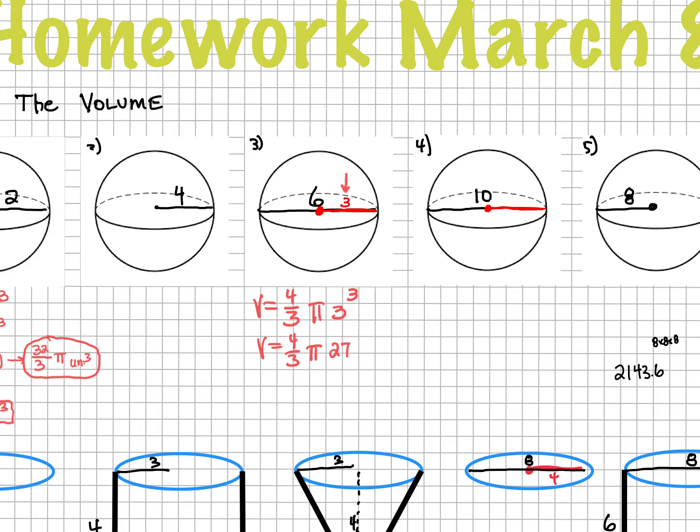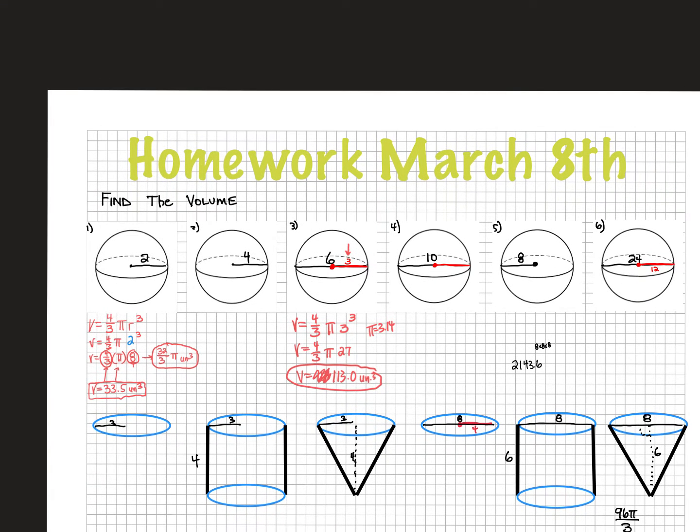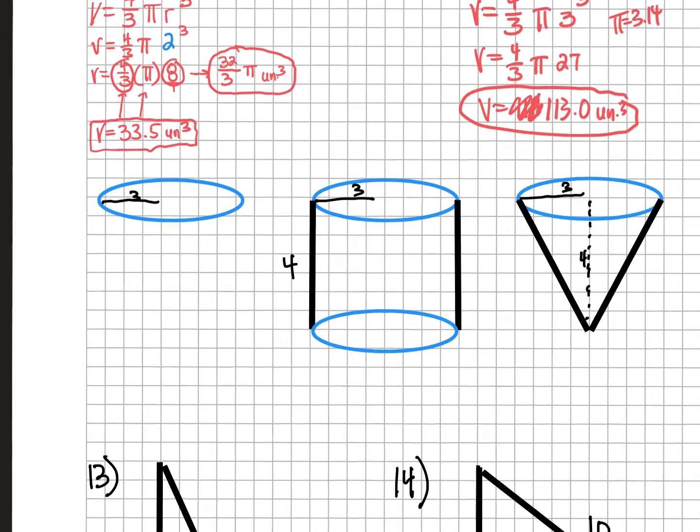So I'm going to do 4 divided by 3, times 3.14, because pi is 3.14. And then I'm going to do times 27. And I have volume equals 113.0 units cubed. Sorry, I wrote that badly. And I'm done. All right, so all of these should be the same. Pay attention to the radiuses, not the diameters.